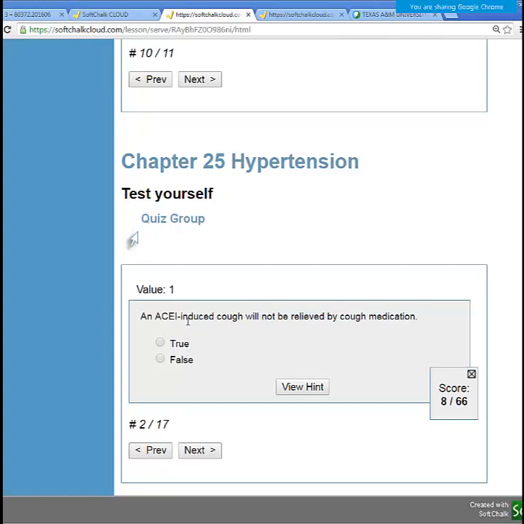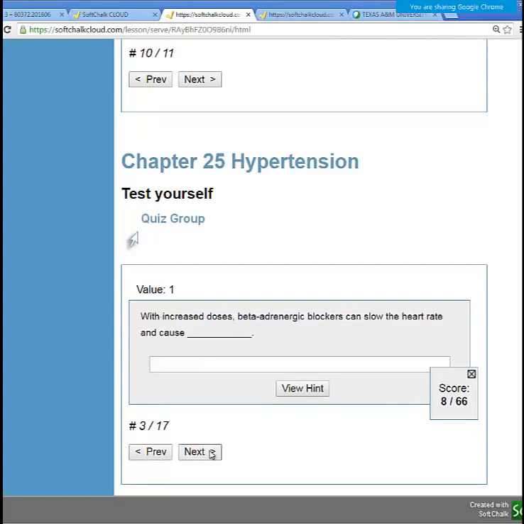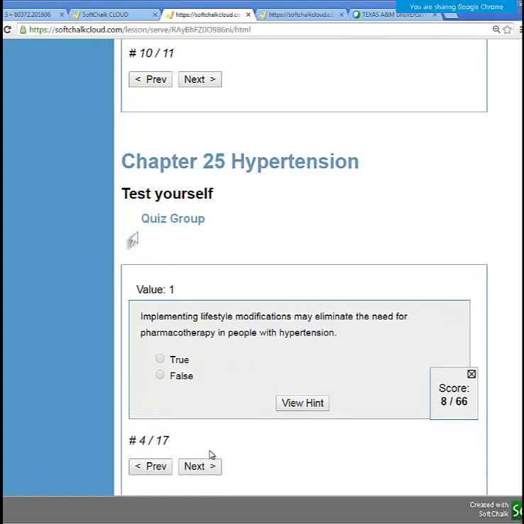Okay, ACE-induced cough will not be relieved by cough medication. People who are on the ACEs like lisinopril tend to get this kind of nagging tickle cough. And if you hear somebody doing that and they say, oh, I've been doing that a couple months, I think it's allergies or something, you find out if they're on an ACE. If you stop the ACE, it goes away. Okay. Beta blockers slow the heart rate. Know that.